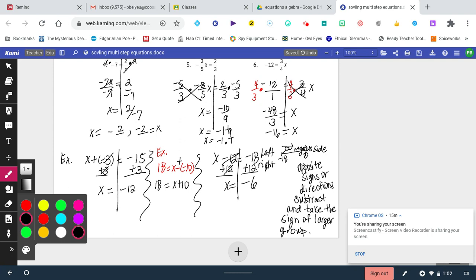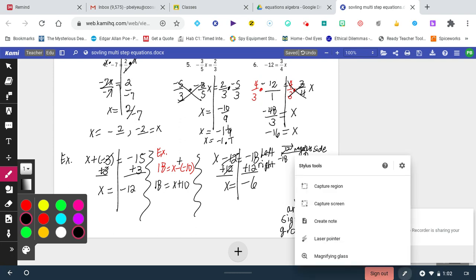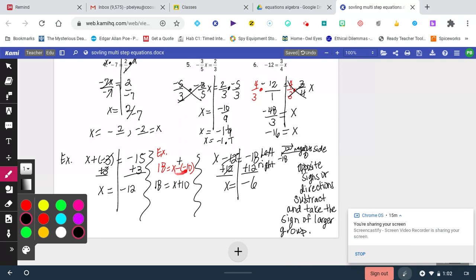Some people say, what's in parentheses? I just change the sign of the negative 10. No, you don't. If you have minus or negative, that's a special one. Minus or negative is the same as plus. Okay?